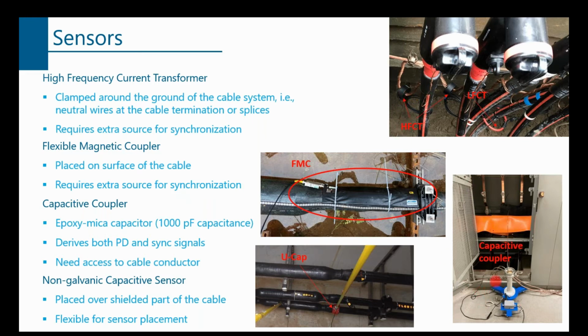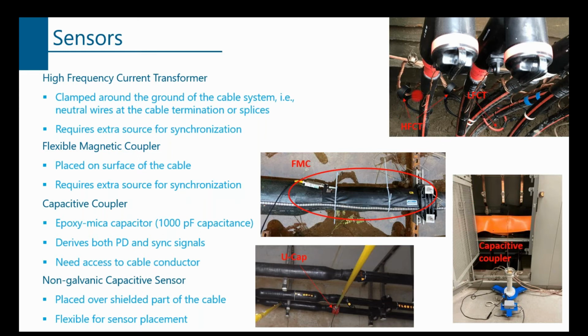Another alternative is the coupling capacitor. Coupling capacitor also has very high, optimal sensitivity. Coupling capacitor normally includes a capacitive divider, so the coupling capacitor itself can provide a PD channel and a sync channel. So no external sync is required. The challenge of using the coupling capacitor is it needs access to the cable conductor, so it can only be used in offline tests, and it has some operational safety requirements.